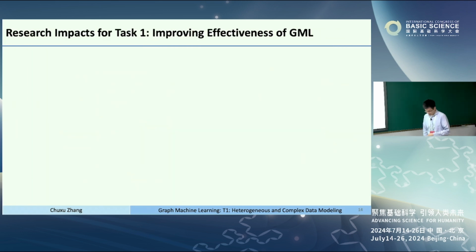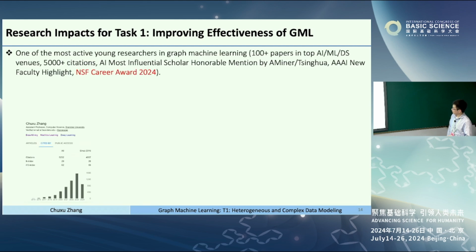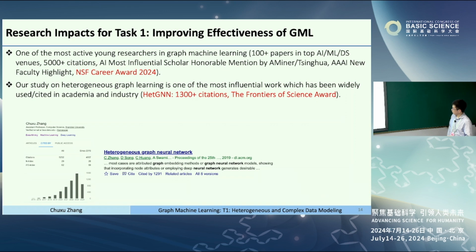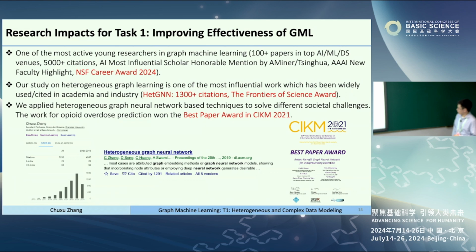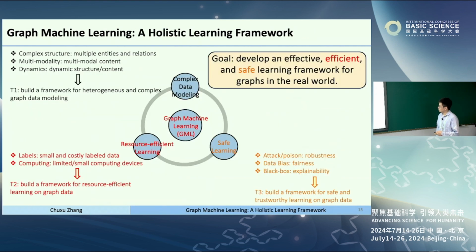So by now, let me briefly summarize the research impact for task one, improving the effectiveness of graph machine learning. I'm currently quite active in improving graph machine learning research, and our study on heterogeneous graph neural networks, or heterogeneous graph learning, is one of the most influential works, which has been widely used and cited in academia and industry. And we apply heterogeneous graph neural network based techniques to solve different societal applications. The work on using heterogeneous graph neural networks for opioid overdose prediction got the best paper award of SACM in 2021. Okay, so that is about task one, improving the effectiveness of graph machine learning.